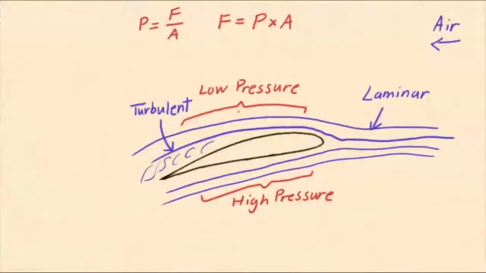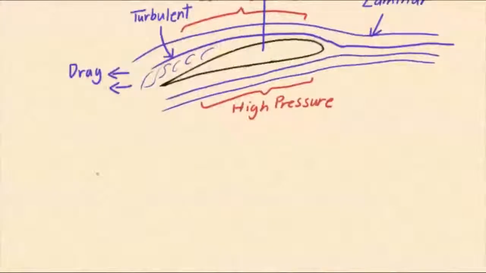Now that the high and low pressure areas are labeled, it is easy to identify the forces of lift and drag. The high pressure area below the wing and low pressure area above it create a force called lift. The high pressure area at the front of the wing and a low pressure area at the back create a force called drag. Drag pushes the wing backwards, while lift pushes the wing upward.